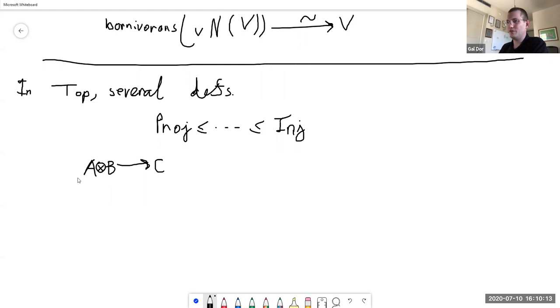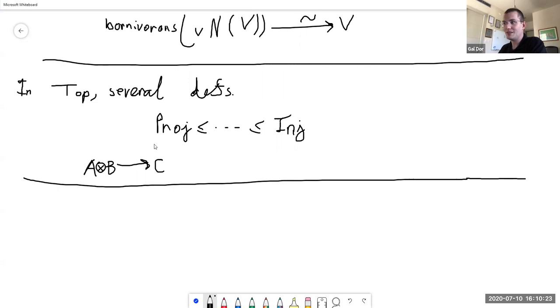However, for Bornological vector spaces, this is actually much easier. So let me just define what I mean by a tensor product of Bornological vector spaces. This is basically closest to the projective tensor product, but again, things are much nicer because it commutes with colimits.